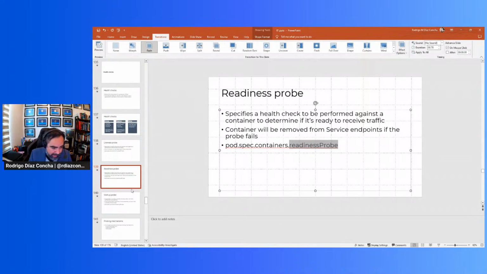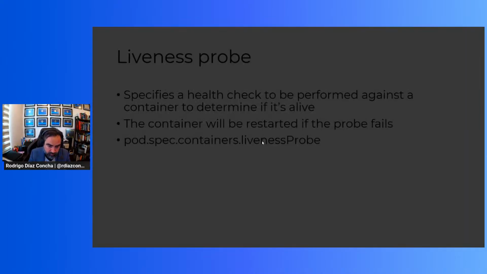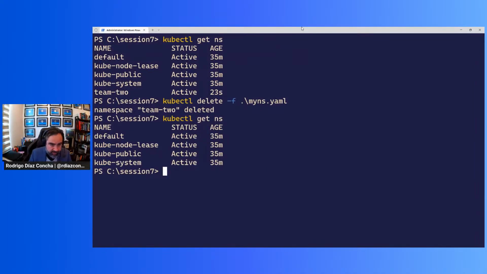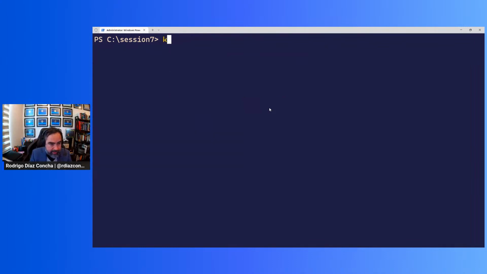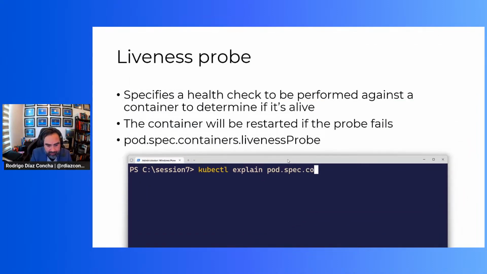So as you can see on the slides that I'm using, I have this pod.spec.containers. Those are the different fields inside the pod specification where you can deploy your probes. So for instance, let's go back to liveness: spec containers liveness probe. I can go to the terminal and execute kubectl explain pod spec containers liveness probe.